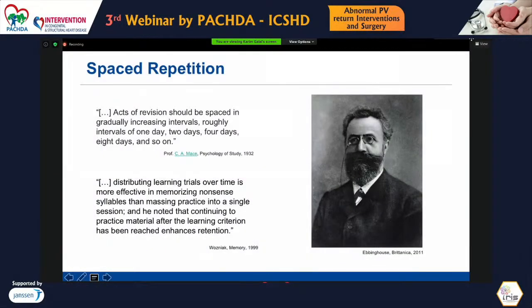Here is a picture of him, a classic late 1800s sort of professor. What these quotes here are saying, also from other professors who have also looked into it a bit later on, is essentially what I'm saying. You have to both repeat information, but you have to repeat that information over a series of increasing intervals of time in order to implant it properly in your memory.